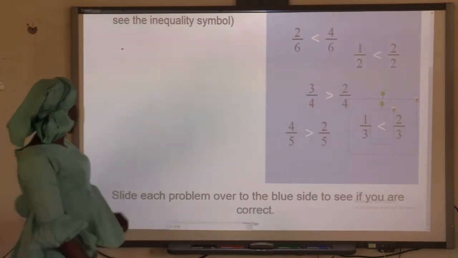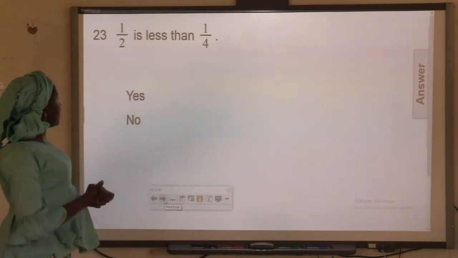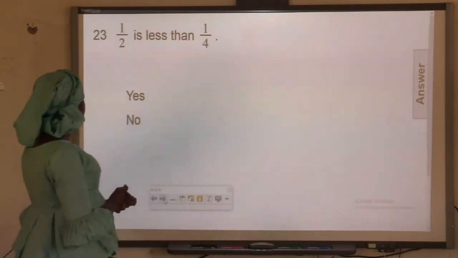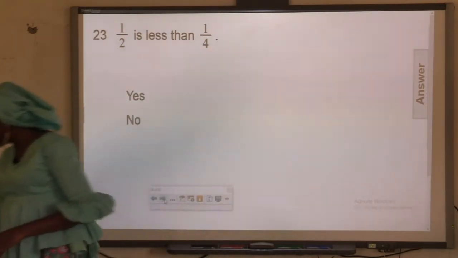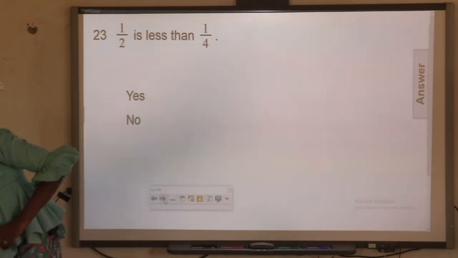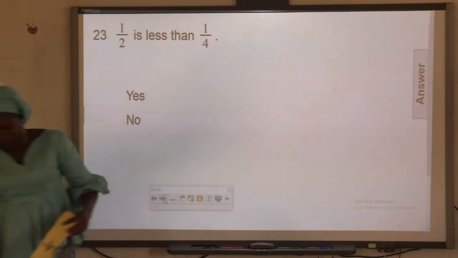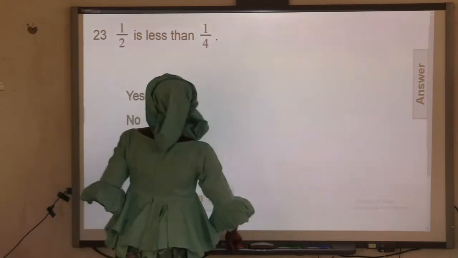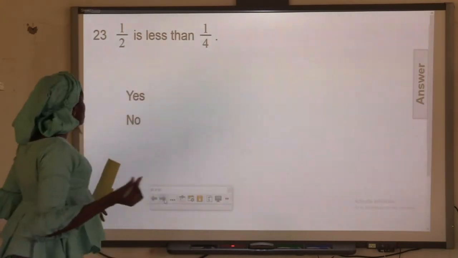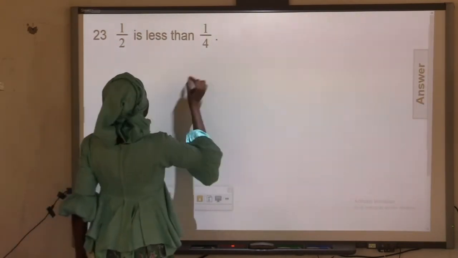Let's move to the next slide. It says half is less than quarter. Yes or no? We can demonstrate this using a diagram.